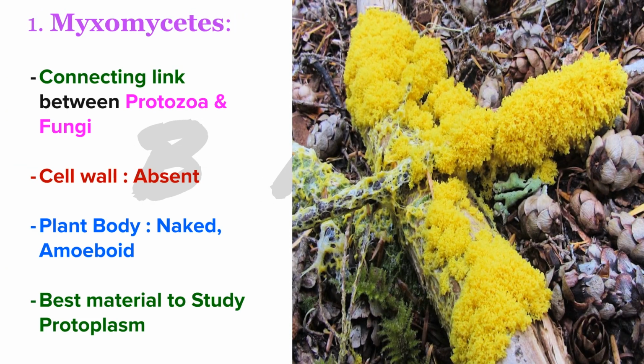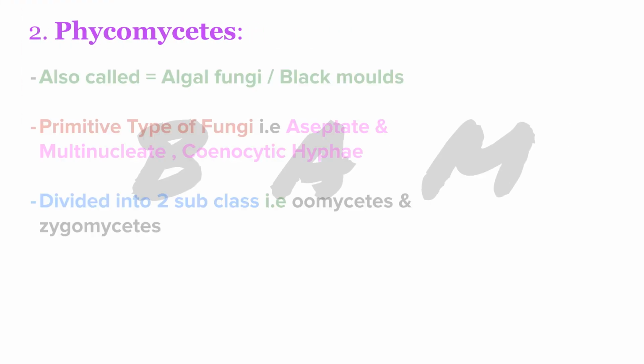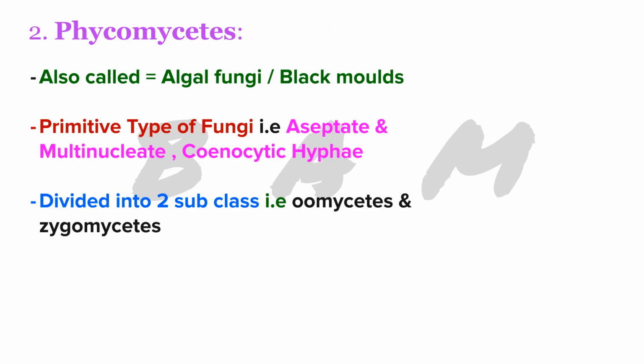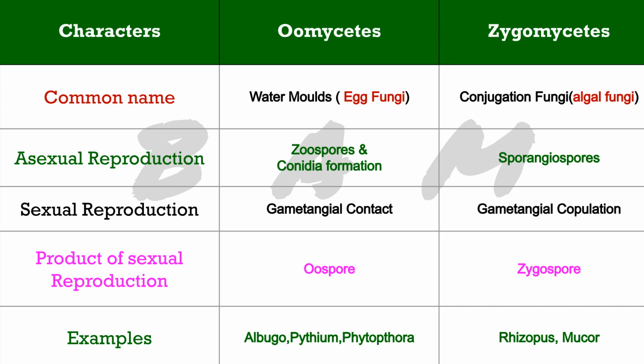Myxomycetes are a connecting link between protozoa and fungi. They lack a cell wall, have a naked amoeboid plant body, and are excellent for studying protoplasm. Phycomycetes, also called algal fungi or black molds, are considered primitive fungi with coenocytic hyphae, meaning they are aseptate and multinucleate. They are divided into oomycetes and zygomycetes. This concludes the discussion on Myxomycetes and Phycomycetes, the first two classes of fungi.